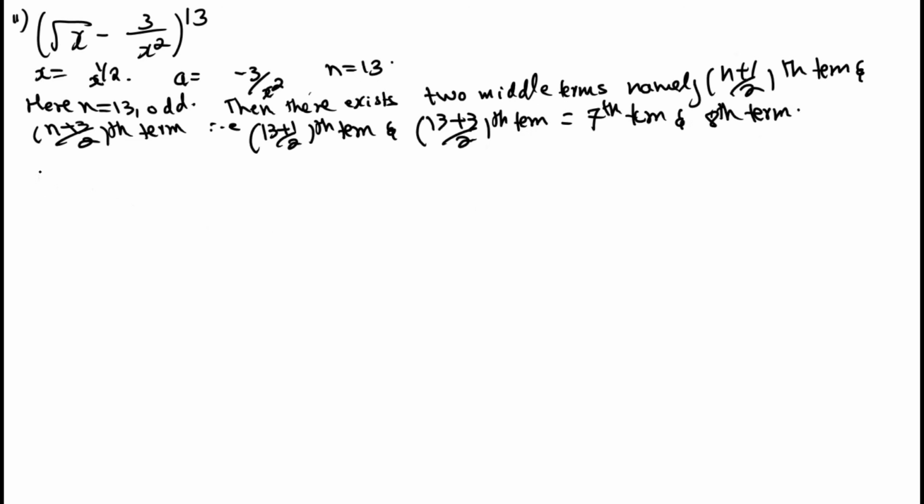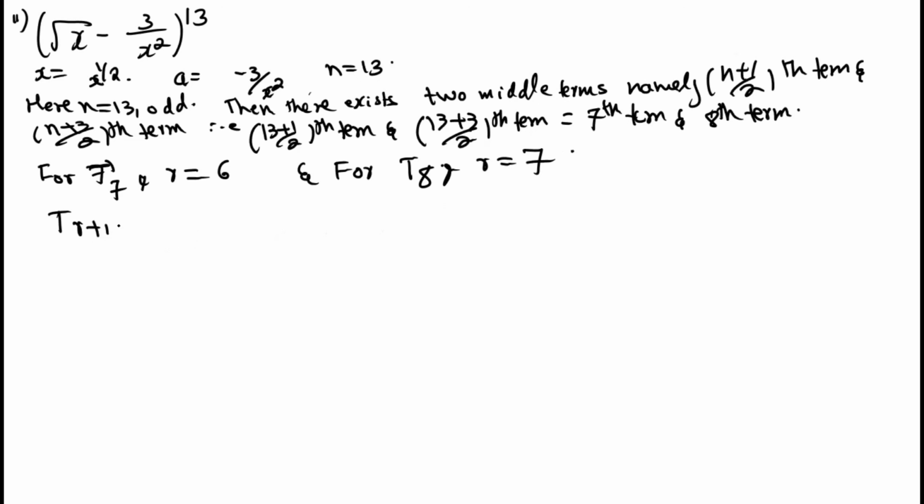So for 7th term, it is T7, right? R value equal to 6, and for 8th term, it is T8, R value equal to 7. In the next step, see, write the general formula TR plus 1 equal to NCR into x to the power n minus r into a to the power r. Take it as equation 1.